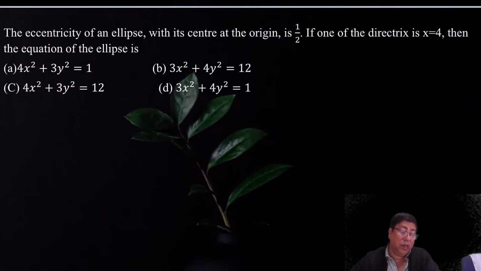The eccentricity of the ellipse with center at the origin is half and one of the directrix is x equal to 4. Then the equation of the ellipse. What to do?